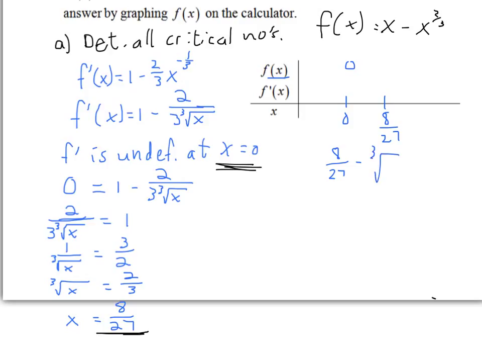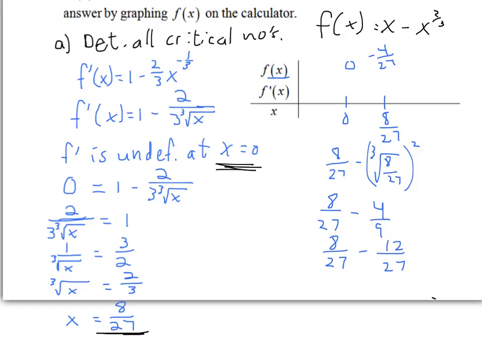Let's do the root first. That's easy enough, and then we'll square it. If you write it that way, it's doable, because the cube root is just going to be 2/3, and then when we square 2/3, we get 4/9. So it's 8 over 27 minus 4/9. If we get a common denominator, we have 8 over 27 minus, since 9 goes into 27 3 times, 12 over 27. So it looks like we get negative 4 over 27.